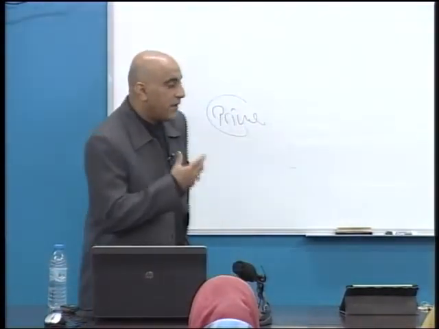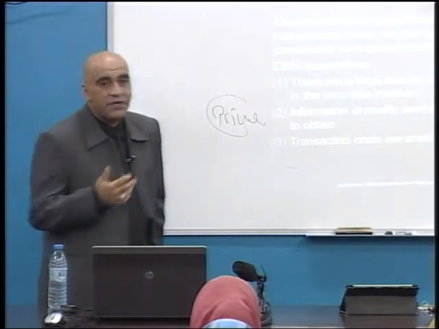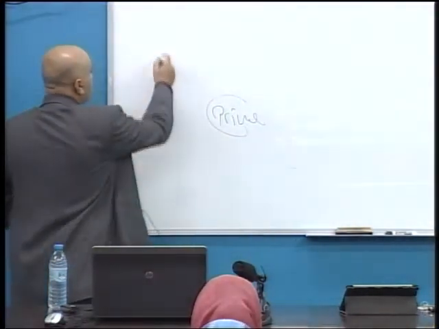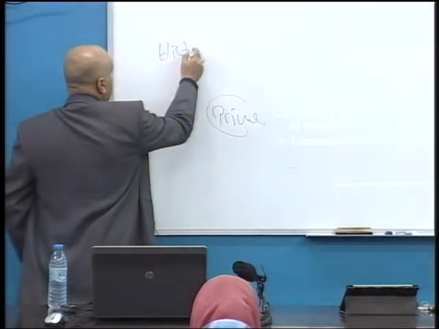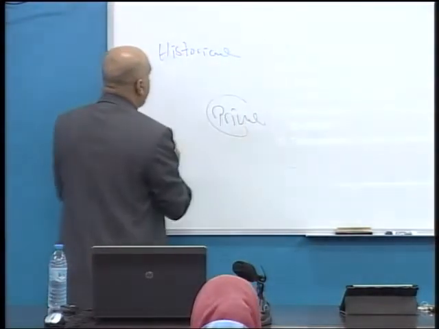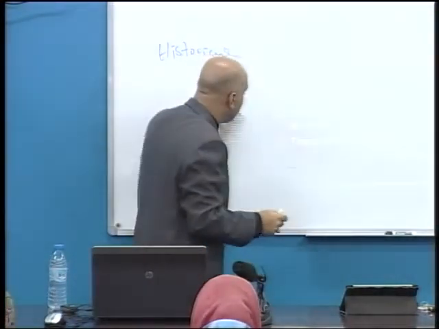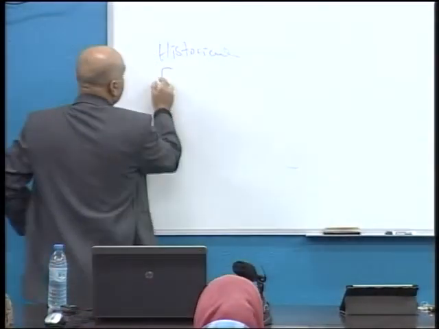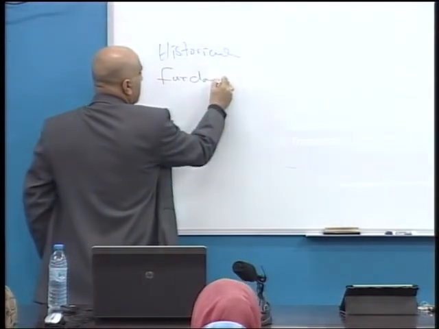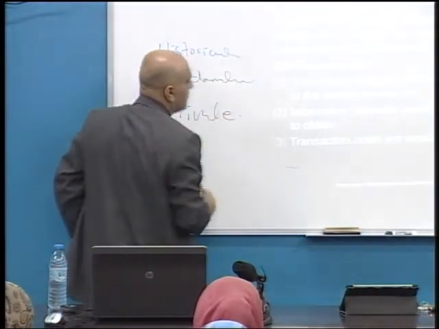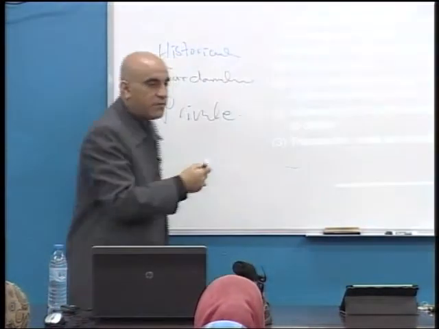Okay? If we talk about information, we have three different types of information. We have historical information, we have fundamental information, and we have private information. So we have three types of information.